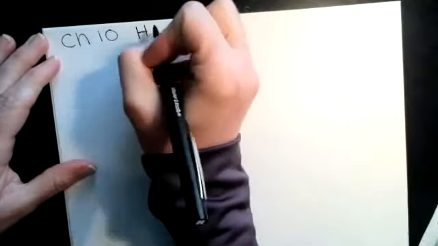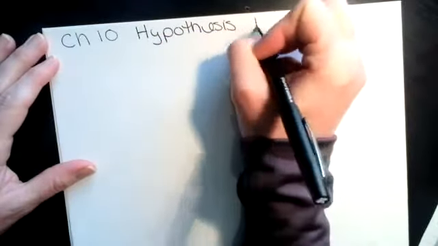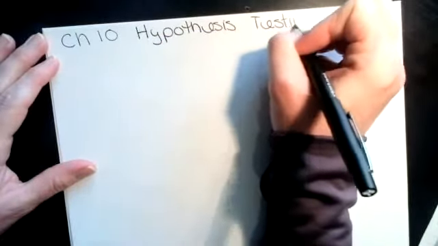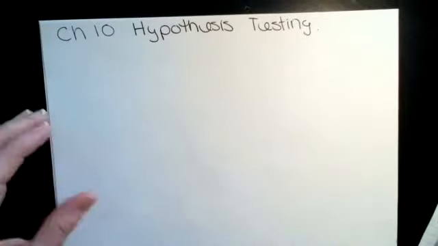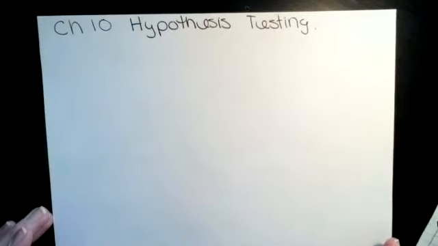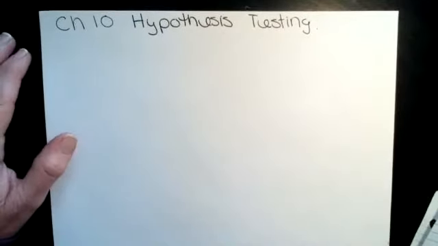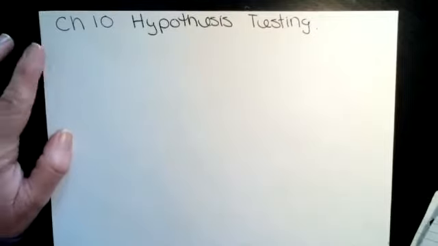Okay, so today we're still in chapter 10. This is our last chapter of the semester, which is kind of exciting and nerve-wracking all at the same time. We're looking at hypothesis testing in chapter 10. Remember, like I mentioned last class, that hypothesis testing is another form of inferential statistics. Chapter 9, confidence intervals, was the other one.